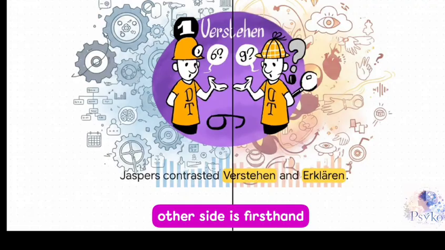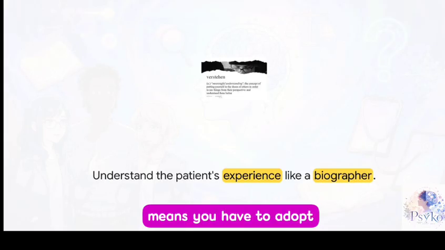On the other side is verstehen, which translates to meaningful understanding. This is the intuitive empathy required to truly appreciate the patient's subjective experience. It's the ability to actually feel what it is like to be in their shoes. Achieving this meaningful understanding means you have to adopt a life story approach. You literally have to understand the patient like a biographer would. You need to grasp how the illness has shifted their personal hopes, their self-image, and their whole worldview.